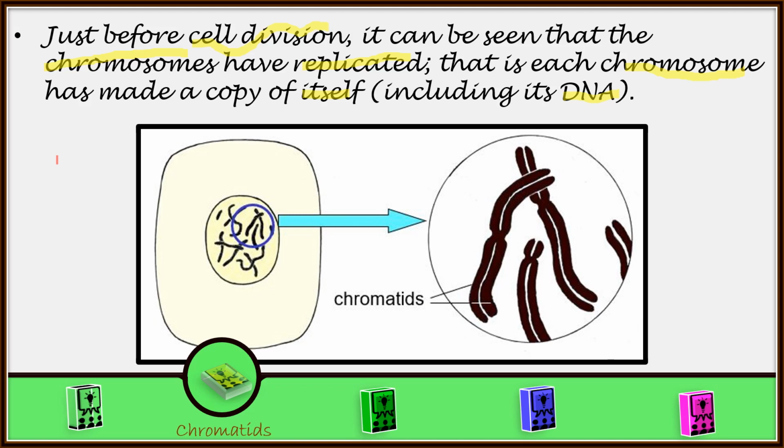For example, it can be one chromosome like this. But when it is time for cell division, it will make a copy of itself and they will align themselves together, a copy like that. That is what we call replication. A chromosome replicates or makes a copy of itself, but they remain attached at one point, which we call the centromere. Now these two sisters, we call them chromatids. It is one chromosome, but now we call them sister chromatids.